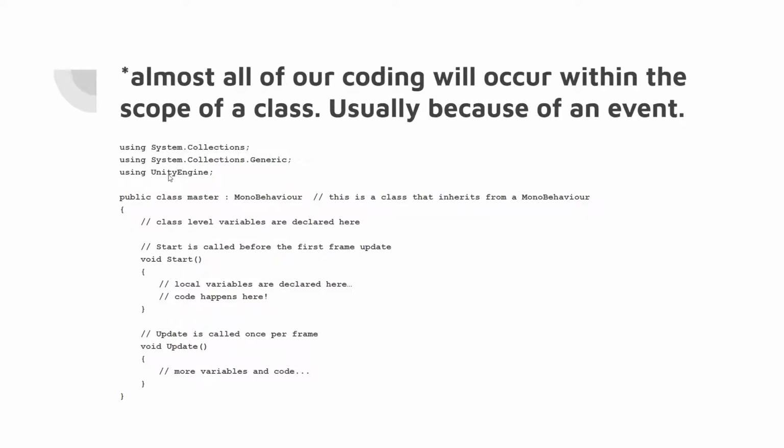All right. Almost all of our coding is going to occur within the scope of a class, usually because of an event, right? So here's again that typical kind of thing. I should fix this. That should be a capital M there, right? Someone should point that out. This should be capital Master, public class Master, and then MonoBehaviour. You'll notice that's a capital there, right? And Start and Update, they're capitalized as well. These are events within this class, the events that the class will respond to.